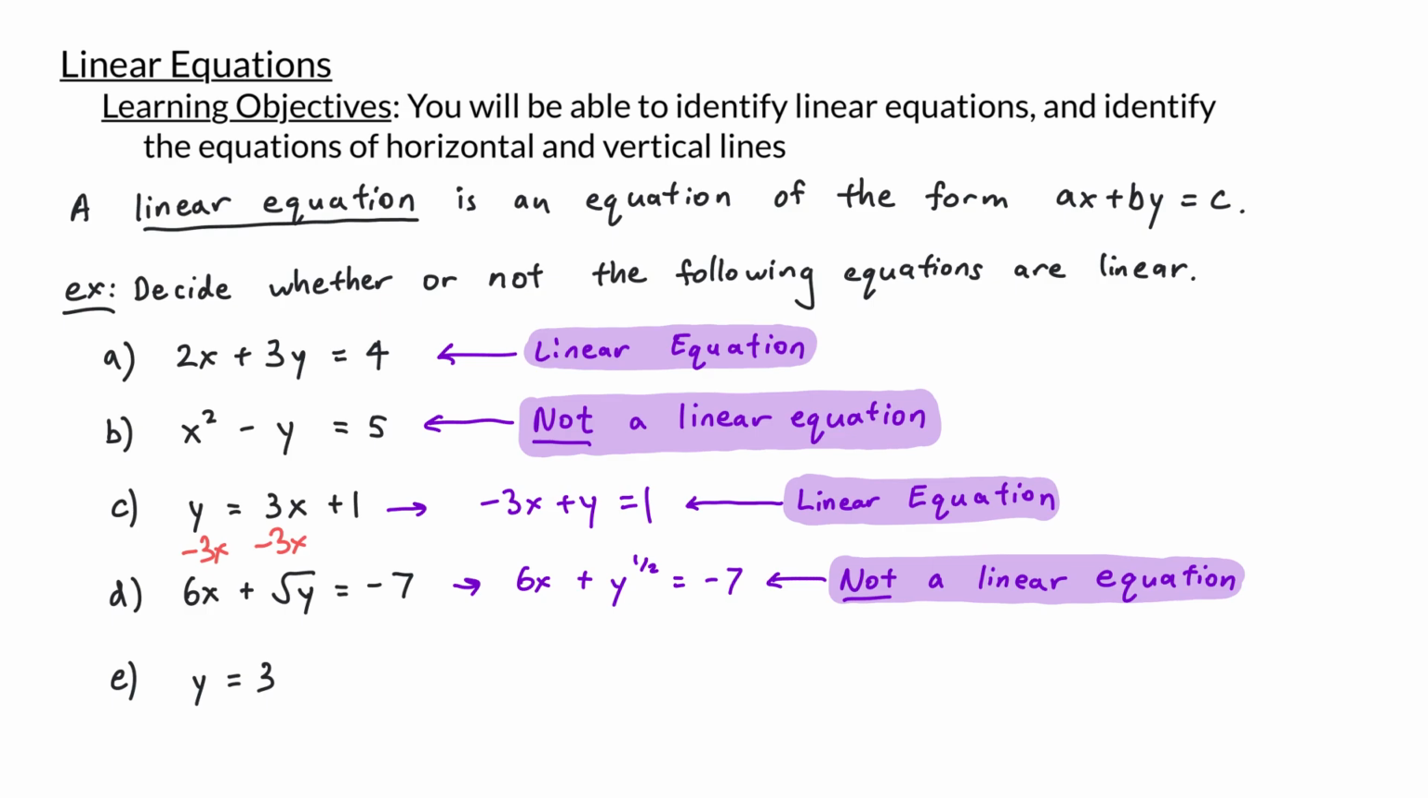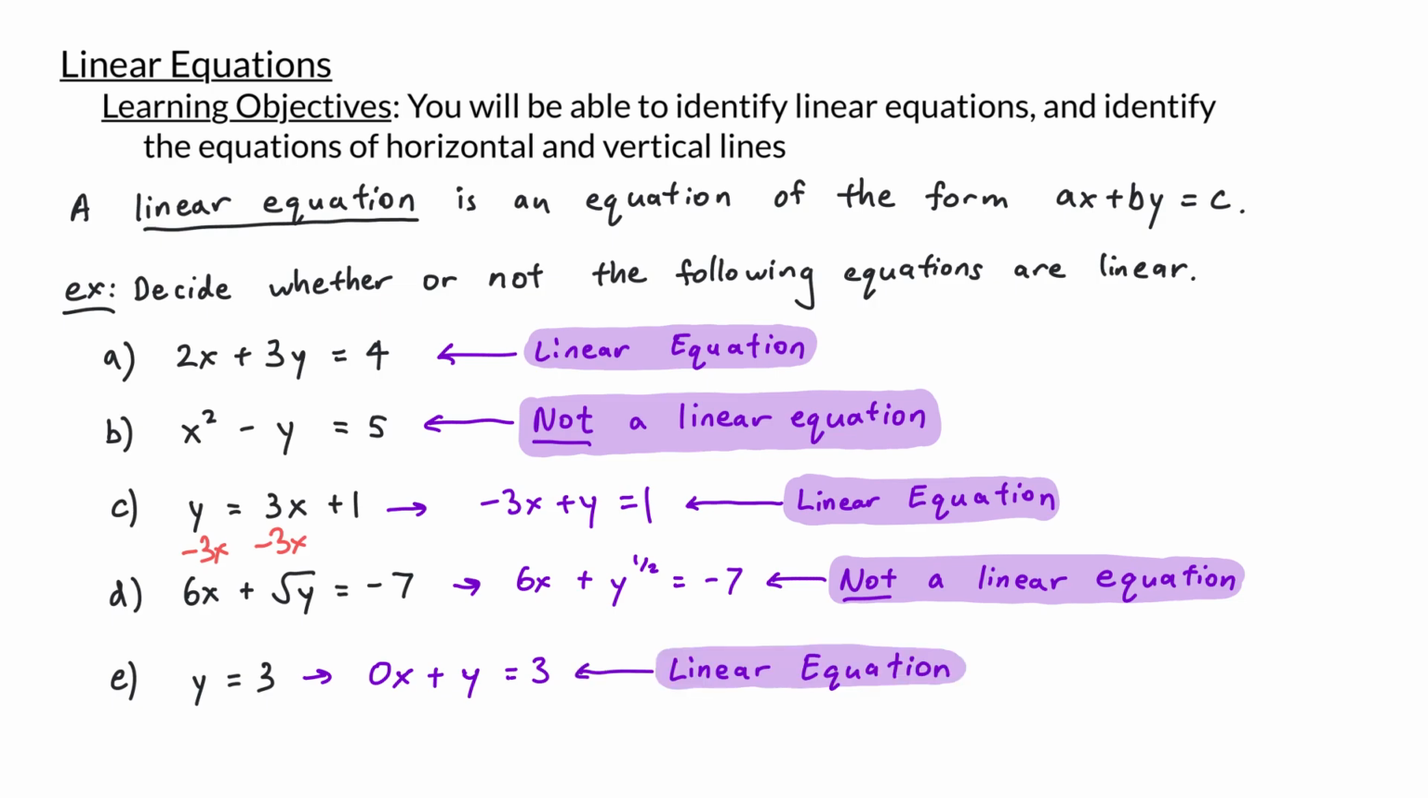In our last example, we have y equals 3. And once again, it doesn't quite look like ax plus by equals c, but we can rewrite it in that way. Since there are no x's in this equation, we can think about this as having 0 copies of x plus 1 copy of y equals 3. Rewriting it in this way, we see that it now looks like ax plus by equals c, with a being 0, b being 1, and c being 3. So this is a linear equation.